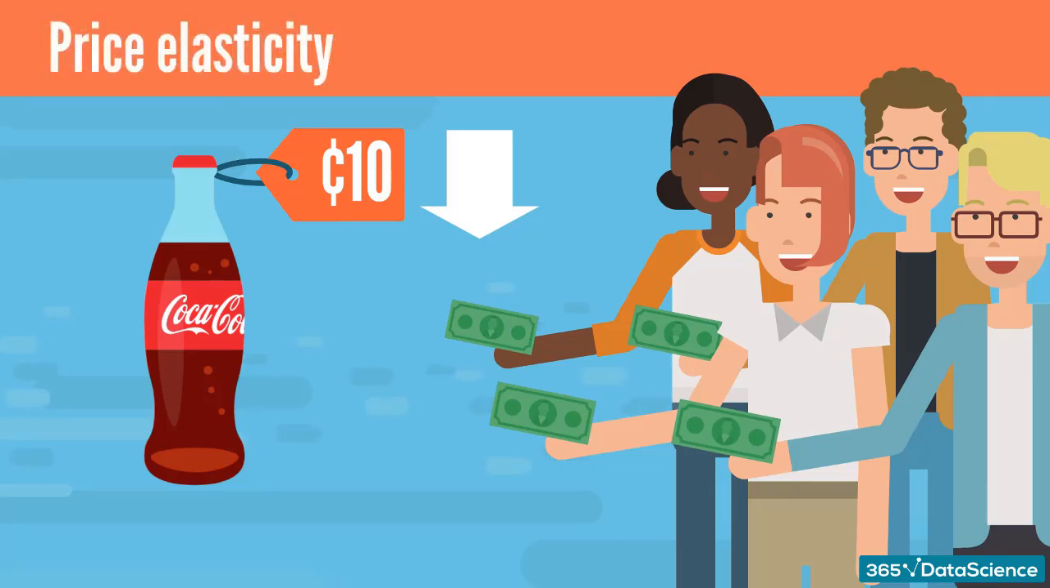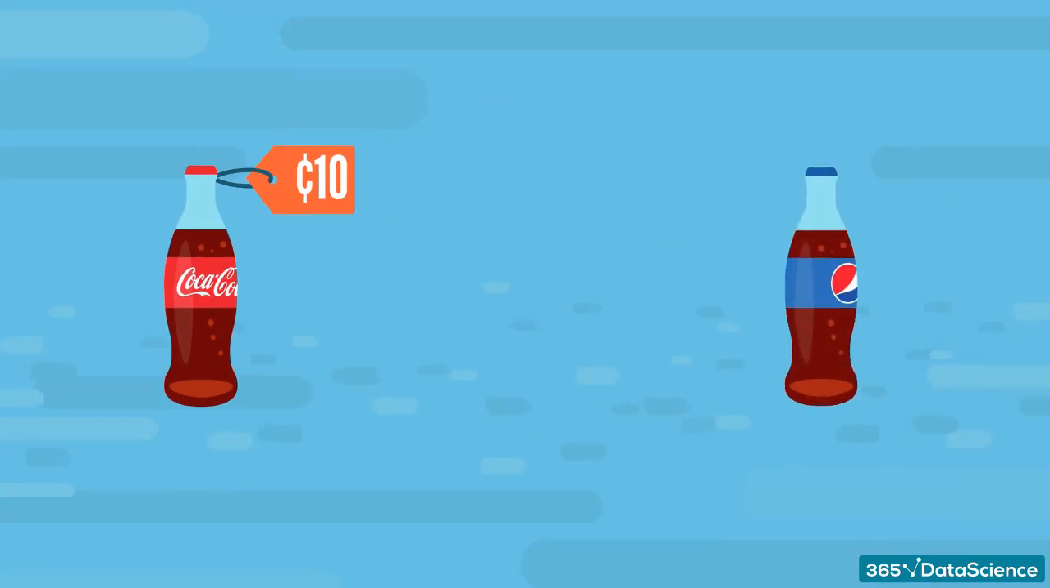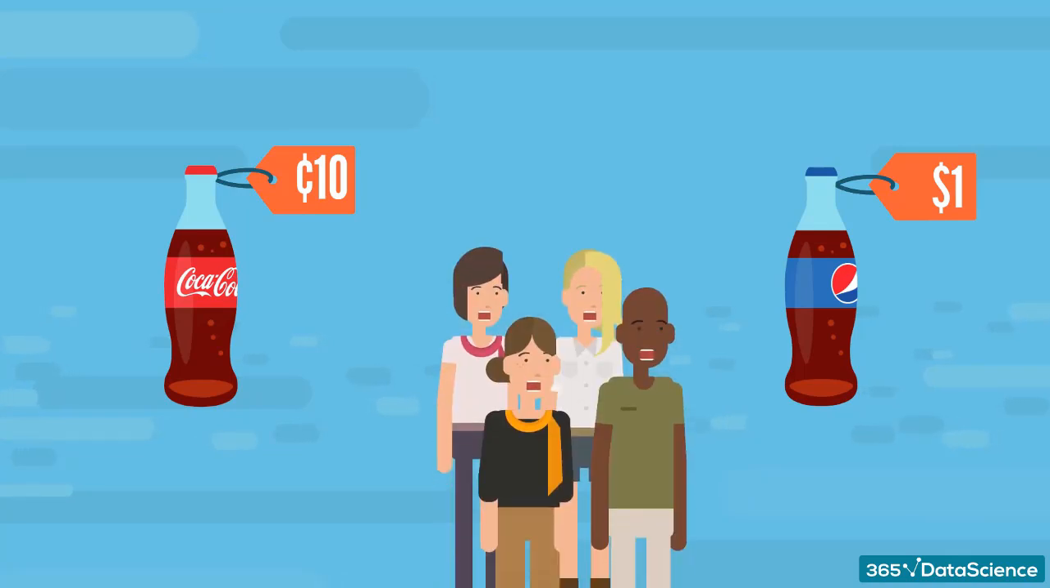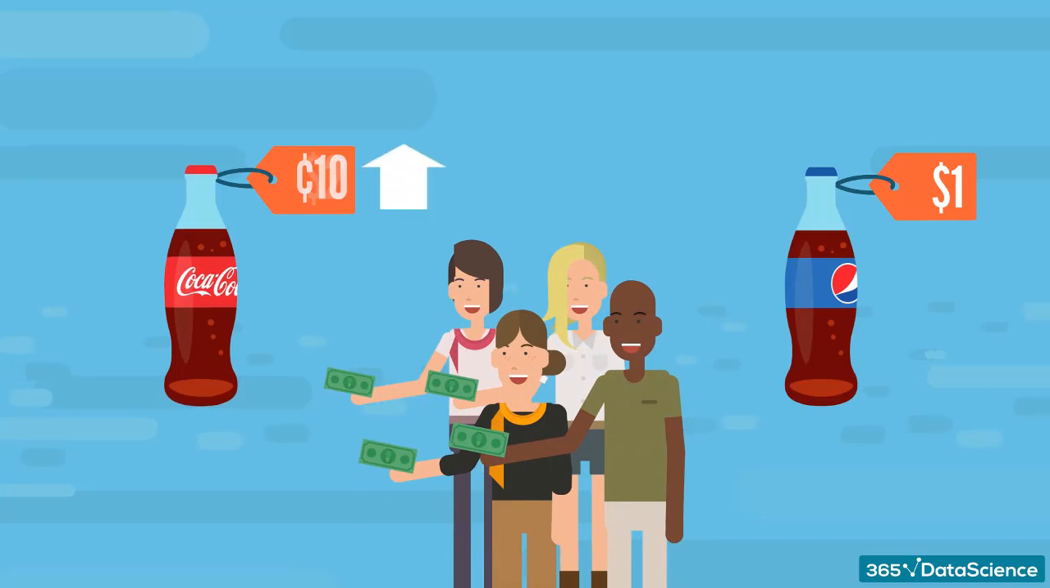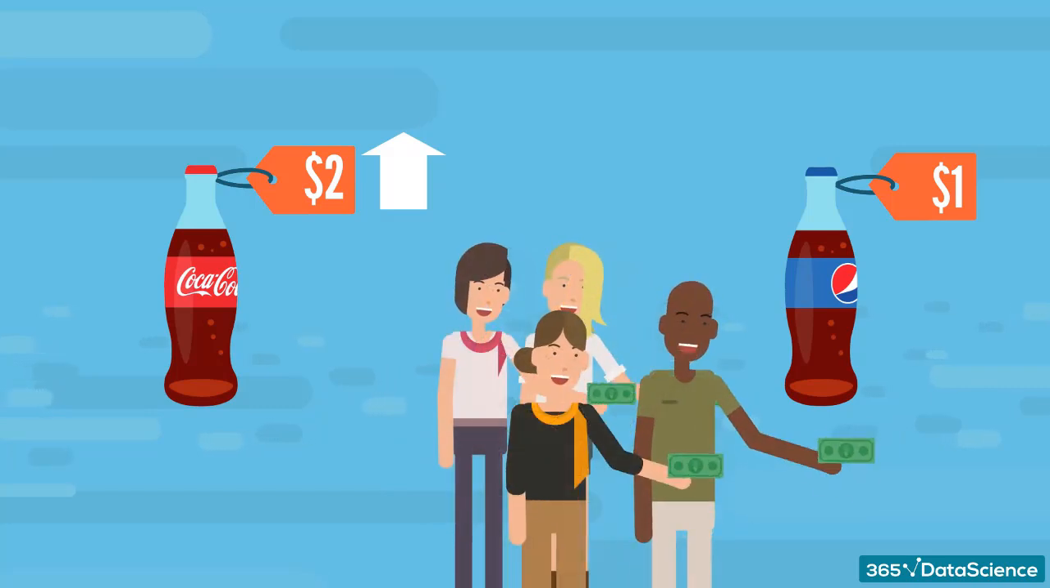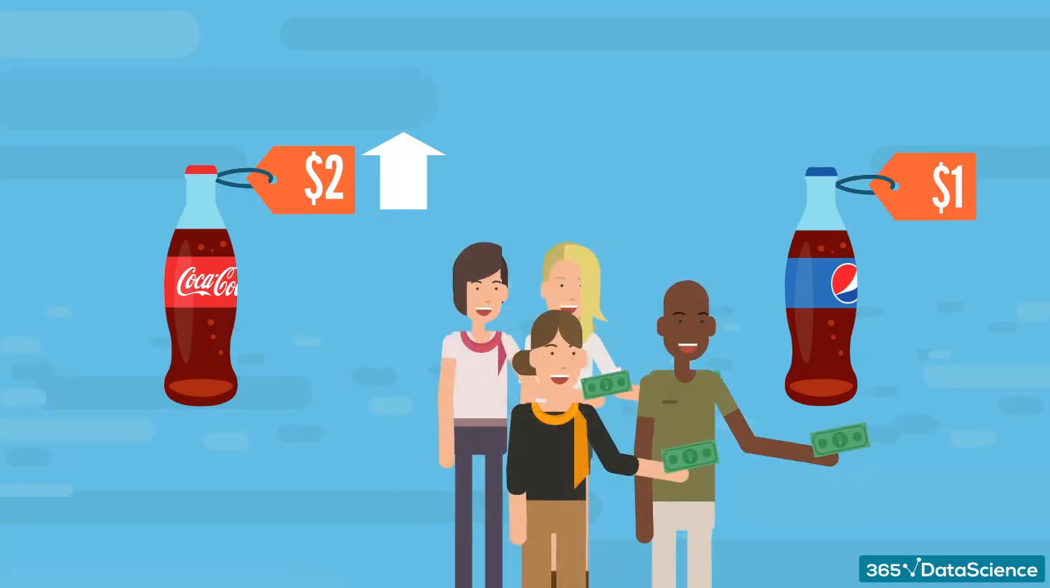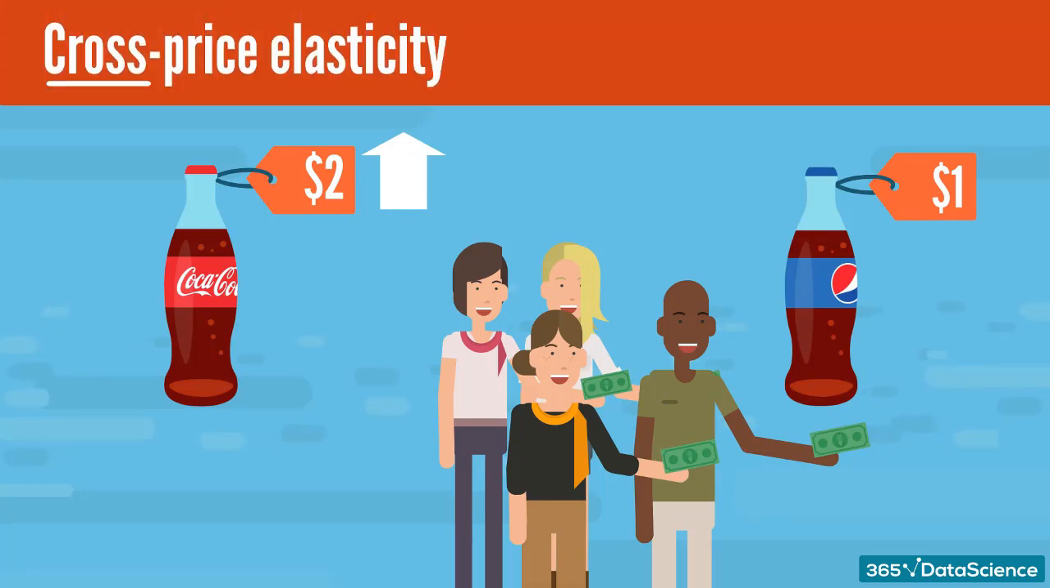Now, as you can imagine, if we assume that a Pepsi also costs $1 and Coca-Cola cuts its price to 10 cents, then most of the people that used to buy Pepsi would immediately transfer to Coke. If prices of Coke increased to $2 instead, people would likely stop buying Coke and turn to Pepsi. That is to say that there seems to be another important phenomenon, price elasticity of Coca-Cola demand with respect to the price of Pepsi, or the so-called cross-price elasticity.